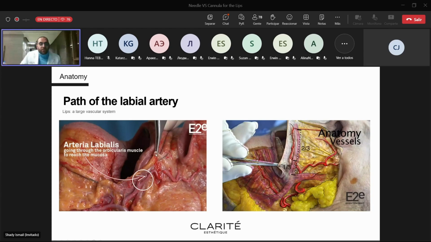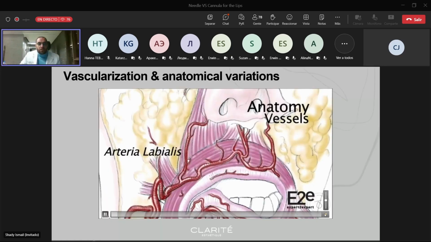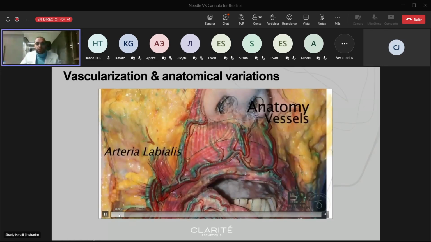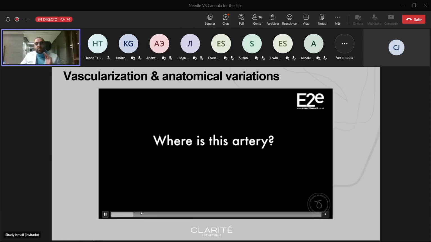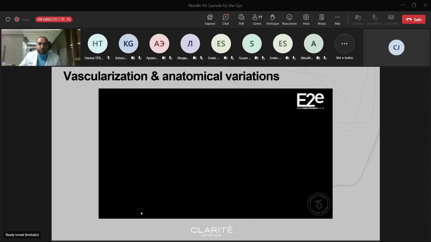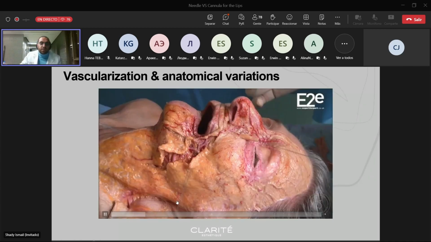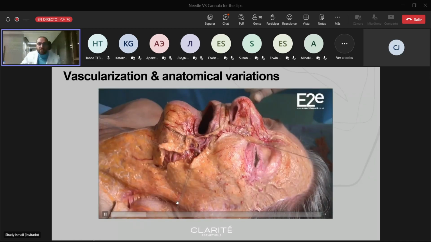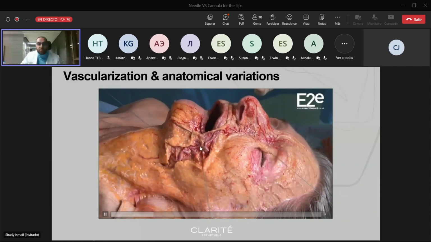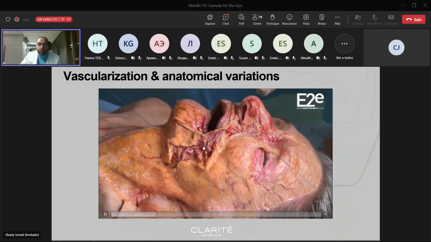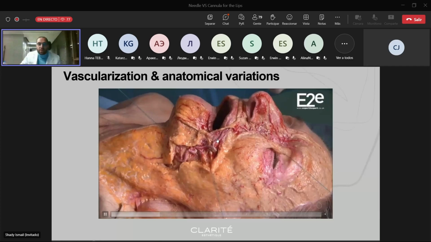If we see here the cadaver dissection video, we peel the skin, so we see the arteria labialis. As we said, where's the artery? It goes from the facial artery, then deep. If we remove the first layer, which is the skin and the fat, we can see here the artery at the modiolus is superficial, and it divides into two parts, as I mentioned before, behind or below the DAO and below the zygomaticus major muscle.